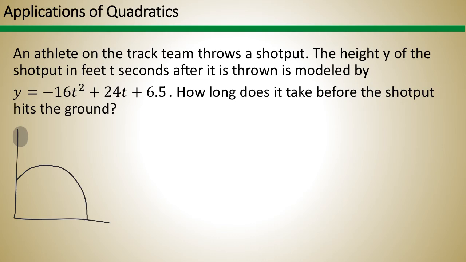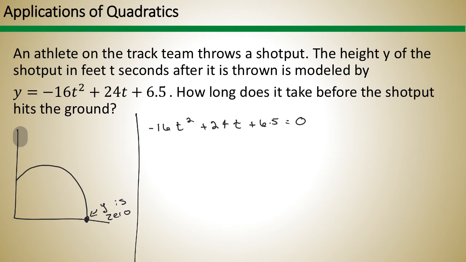Okay, so if I want to know when this thing hits the ground, I want to know when does it hit the x-axis, okay? And what I know about that point right there is that y is 0 when this thing hits the ground. So all we're going to do is put in 0 for y. So I have negative 16t squared plus 24t plus 6.5 is equal to 0, okay?